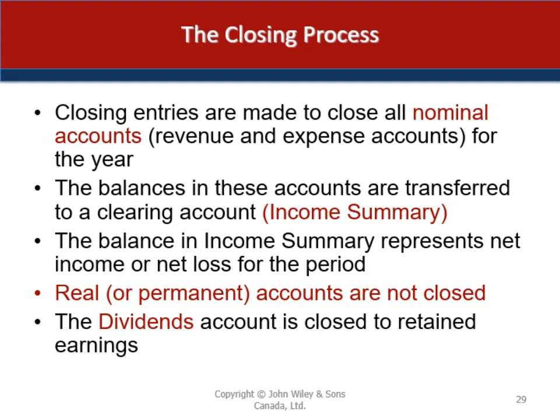All the temporary accounts are reduced to zero by closing them through an income summary account. The net balance in the income summary account after closing is equal to net income or net loss for the period, and then the net income or net loss for the period is transferred to an equity account by closing the income summary account to the appropriate equity account, which is usually retained earnings. For a corporation, the equity account would be retained earnings. For proprietorships and partnerships, it would be a capital account, so owner's capital or partner's capital.